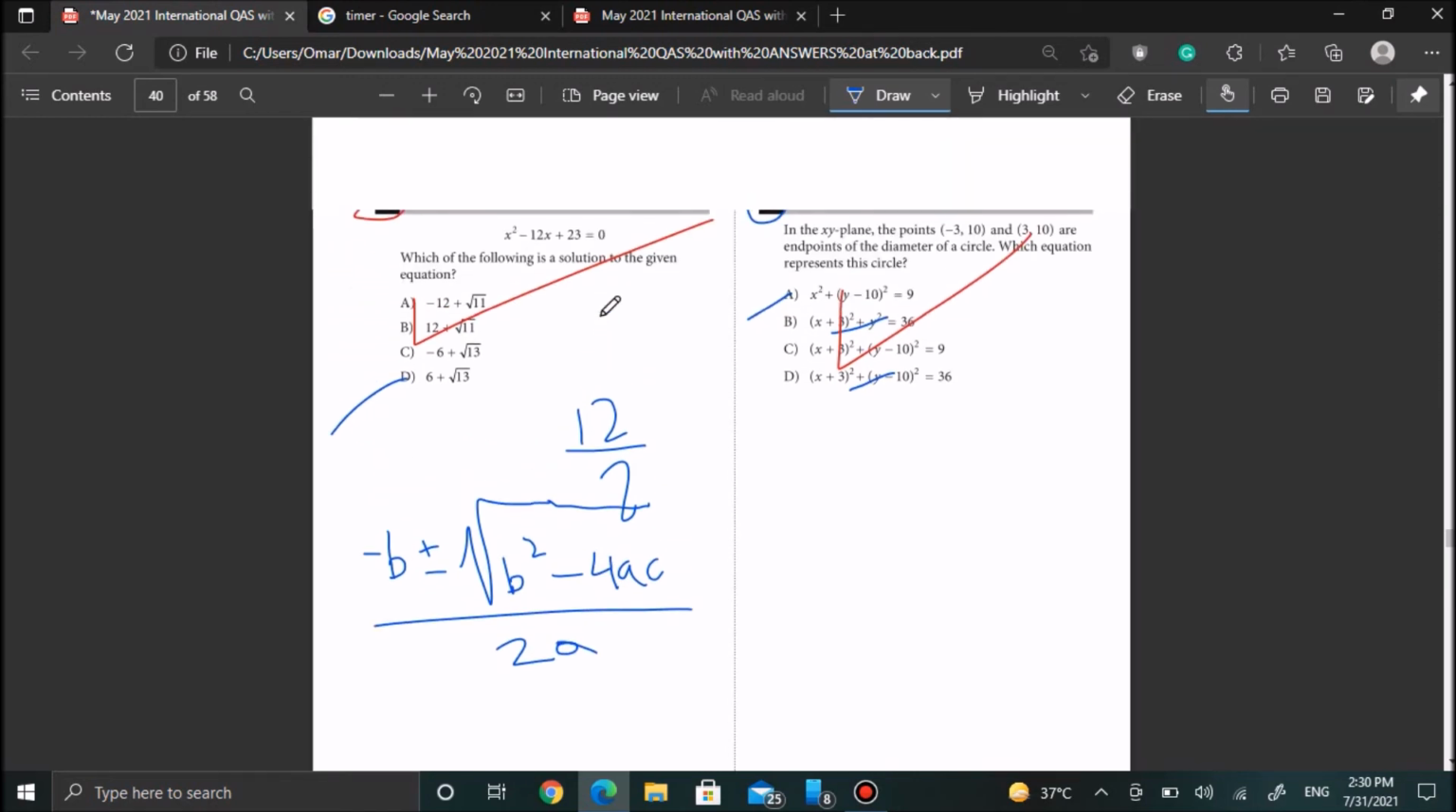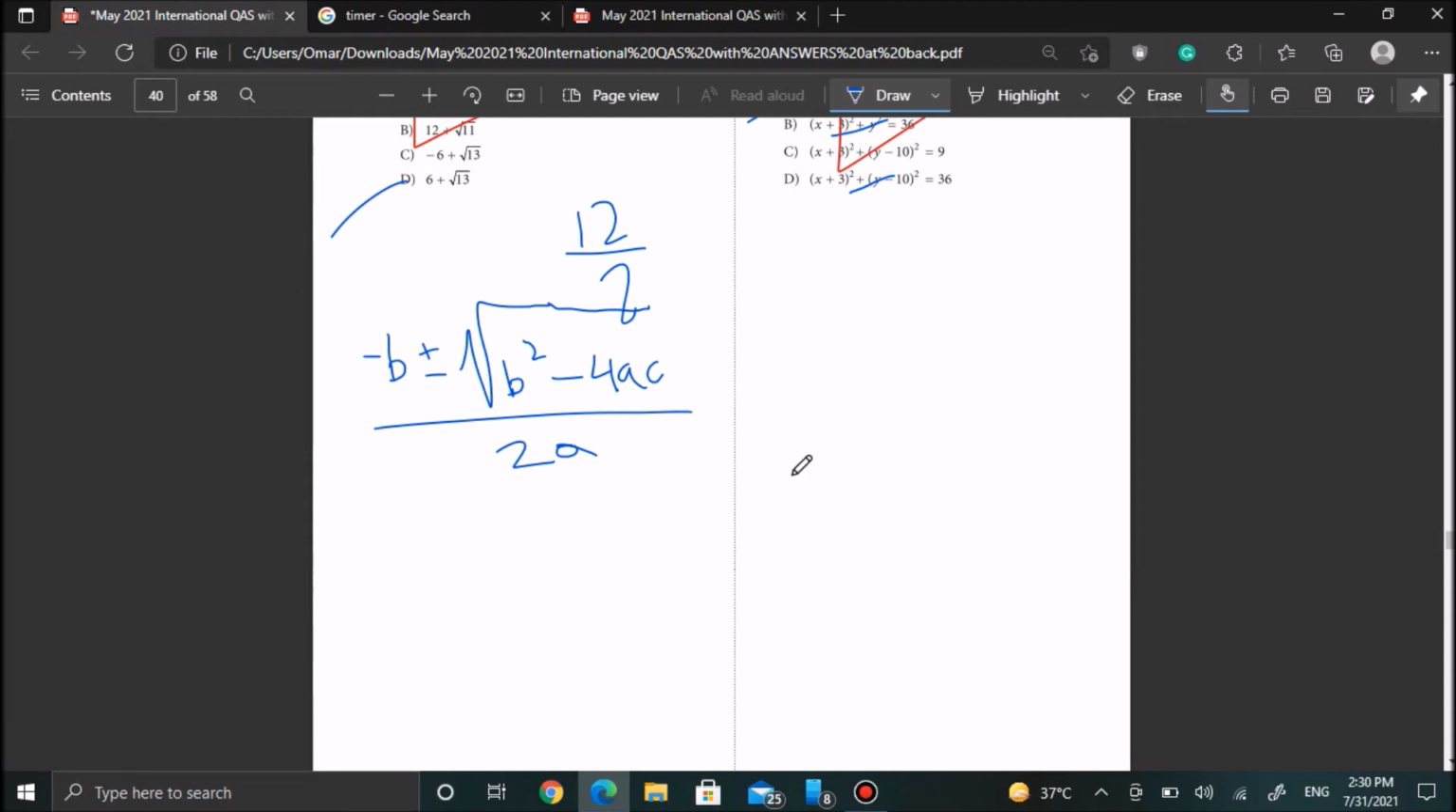But there is a nice trick you can do. If you know the properties of fractions, you should know that this can be written as negative b over 2a plus or minus the square root of b squared minus 4ac over 2a, right? You can separate this fraction into two fractions. Pretty simple.